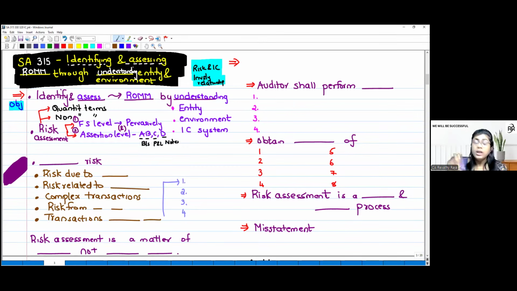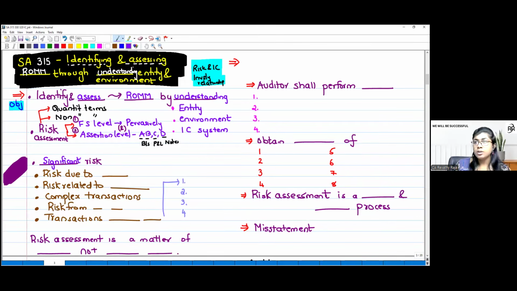Clear. Now guys, are all risks equally important? No. Can you say, big risk is called as what? Technically, in keywords, you don't say it as material, you call it, in SA 315, you say it as what risk? Significant risk.